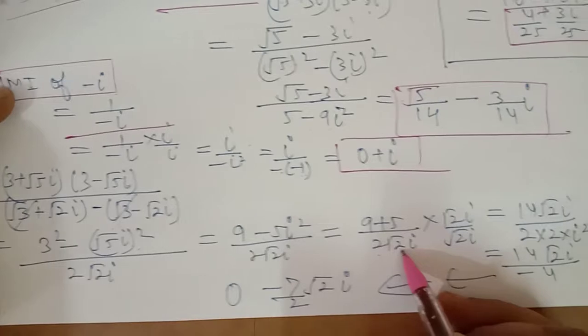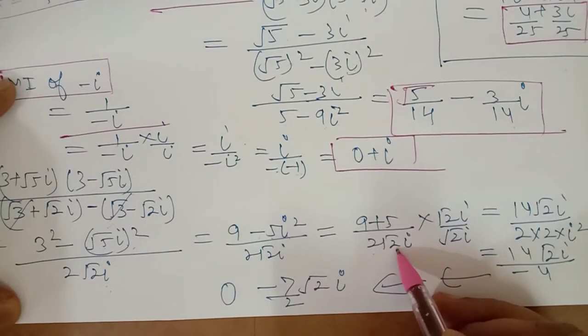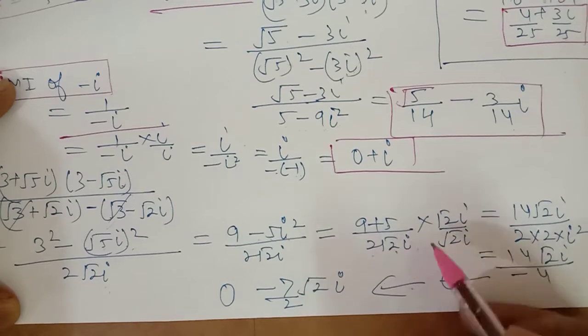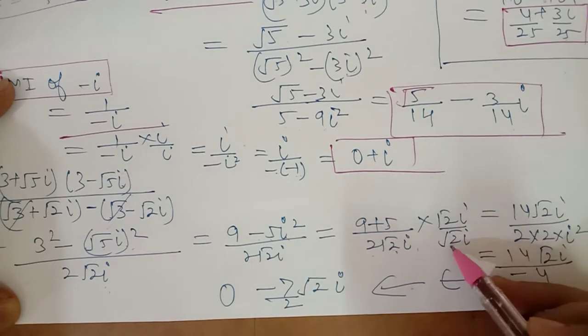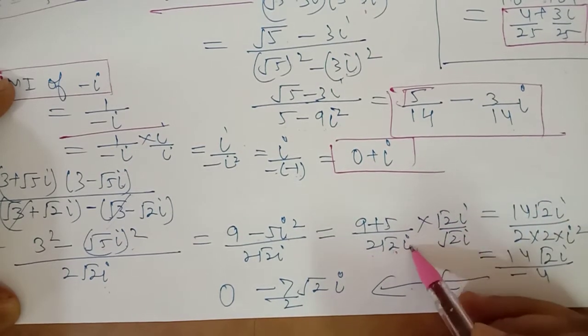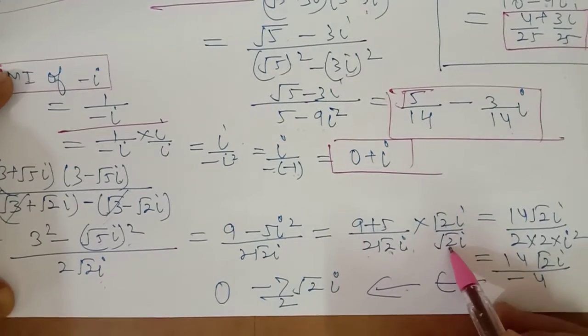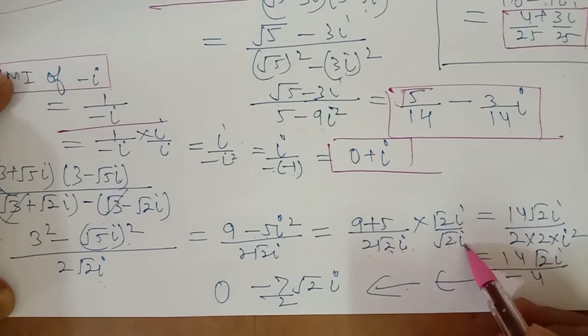You are getting an irrational number in the denominator as well as the imaginary part in the denominator. You always have to rationalize it. So rationalize by multiplying and dividing by root 2i. So you'll get 14 root 2i, and root 2 into root 2 is 2, i into i square.